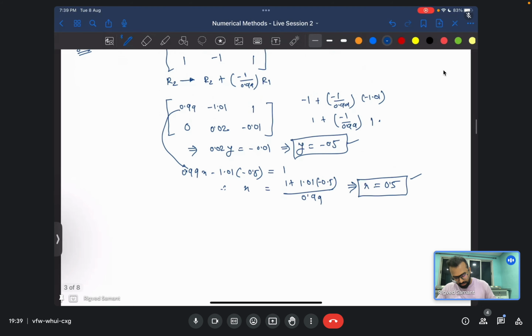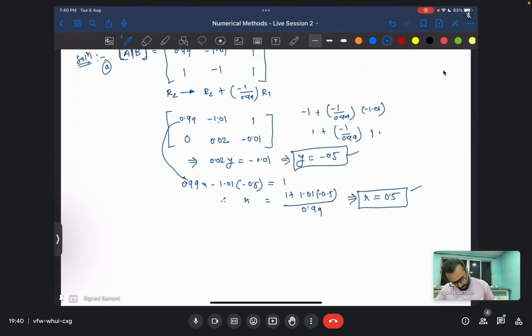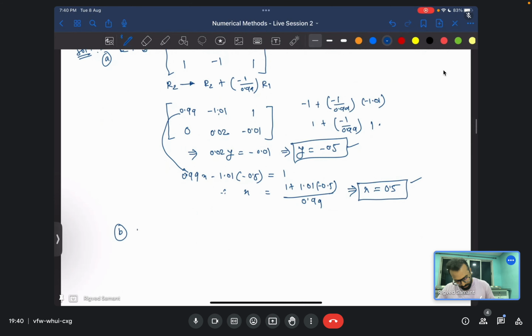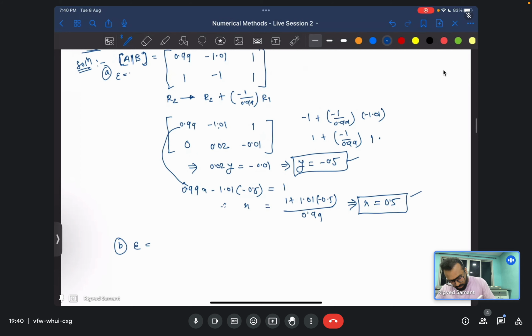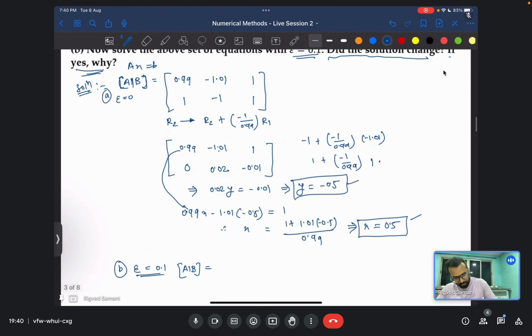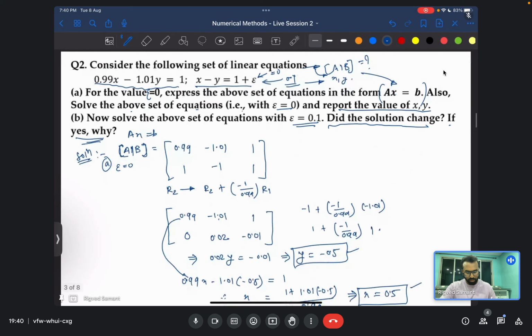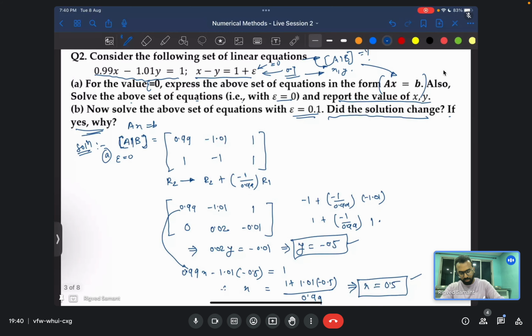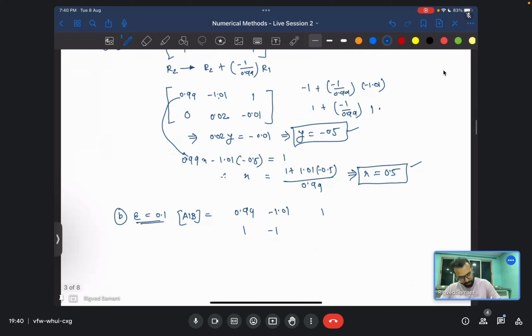Now let's solve for the second condition. So this is for A. So in B, epsilon is equal to 0.1. So what will be your A augmented B? The rest of the things would be same. This value only will change, right? 0.99, minus 1.01, 1, minus 1. Instead of 1, it would be 1 plus 0.1, it would be 1.1.